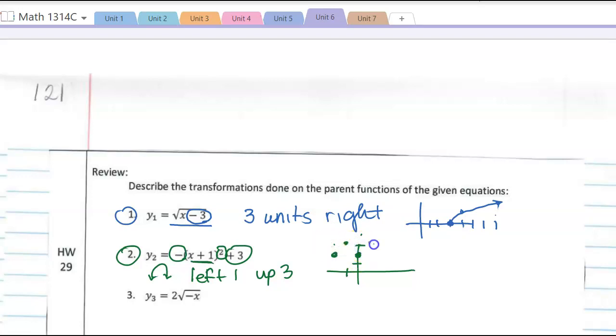We can go over 2, and 2 squared is 4, so 1, 2, 3, 4. And then I can do the same thing on the axis of symmetry over here. So our graph would look something like this.